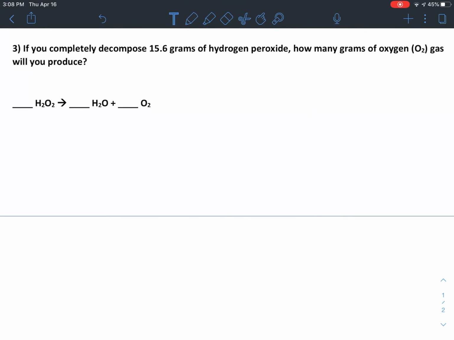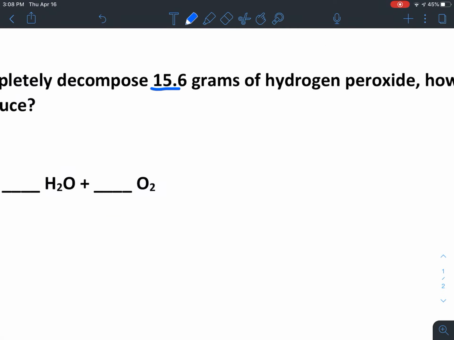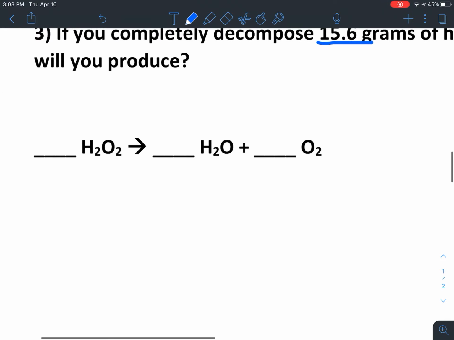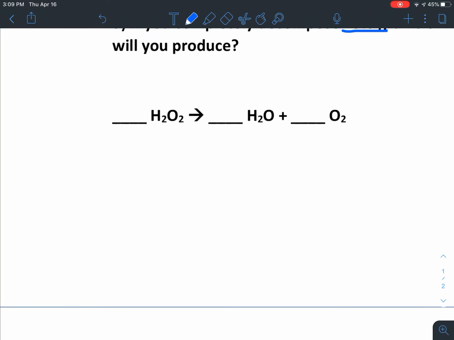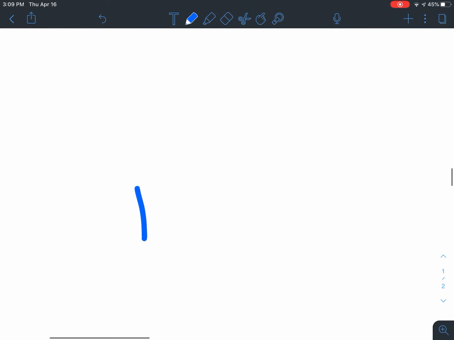If you completely decompose 15.6 grams of hydrogen peroxide, how many grams of oxygen O2 gas will you produce? So first you have to look at the sig figs. Right here, it tells you that you'll have to use 3 sig figs at the end of the answer. So second, we want to look at, is this equation balanced? And it is not. So we have to make an RP table.